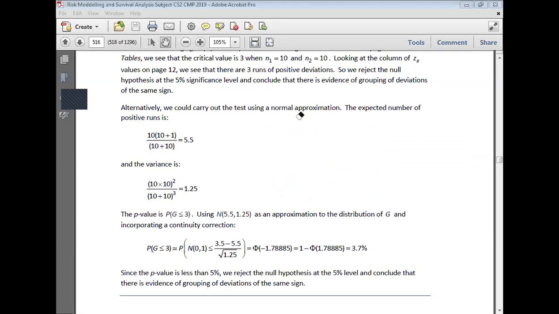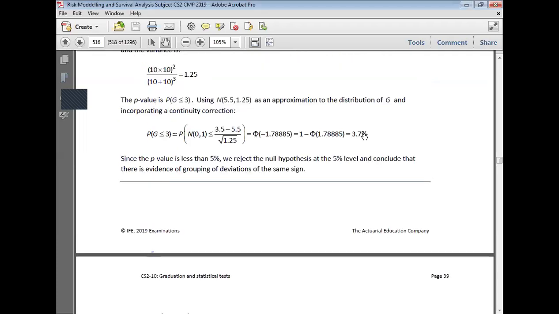So this is just a rule of continuity correction that I think is very intuitive, because again, what you're doing is you're approximating a discrete distribution with a continuous one. So for the continuous case, we know the probability that this G will take a particular value 3 is just going to be 0, because we're looking at a continuous graph. But for an interval, this will take some particular value. So again, once you solve this, you have a normal distribution that you're comparing against, so standard normal, and this is the p-value that you will get. And as we see that this is less than 5%, so you will reject the null hypothesis and conclude that there is some evidence of the grouping of the deviations of the same sign.